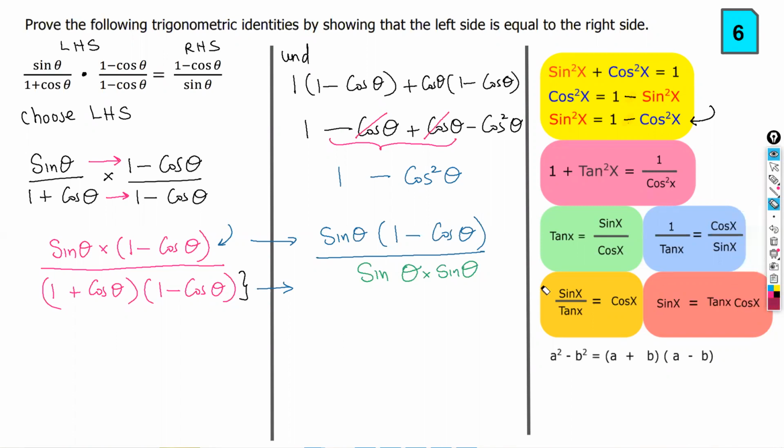Notice what happens here now. One of the sines will cancel out with one of the sines, leaving you with exactly what's written on the right-hand side: 1 minus cosine divided by sine. Hence, it is proven. All right.